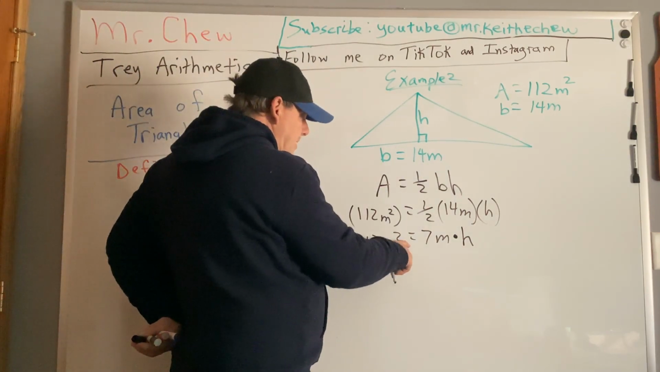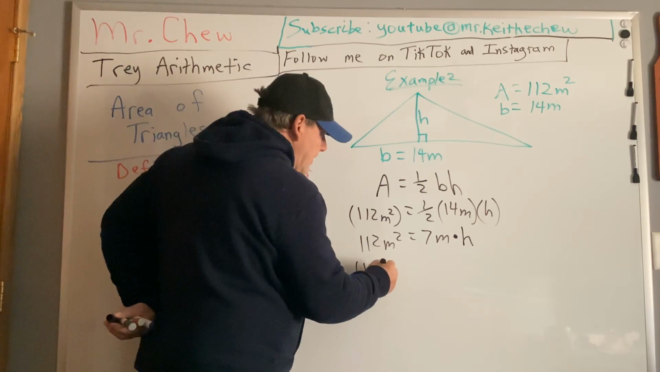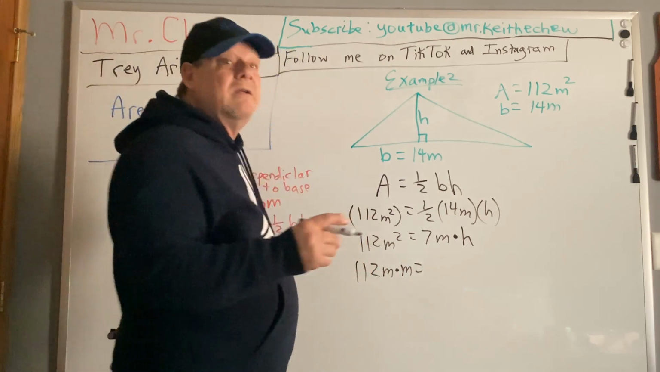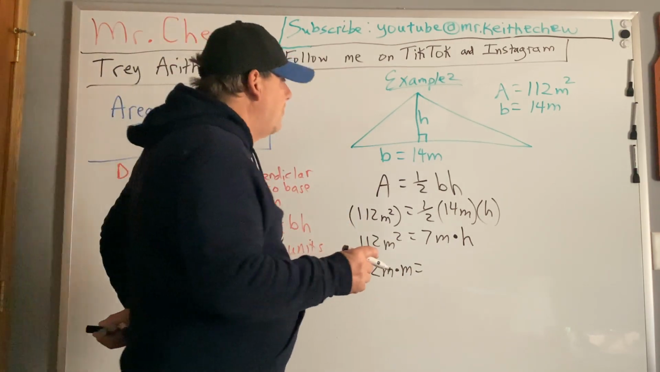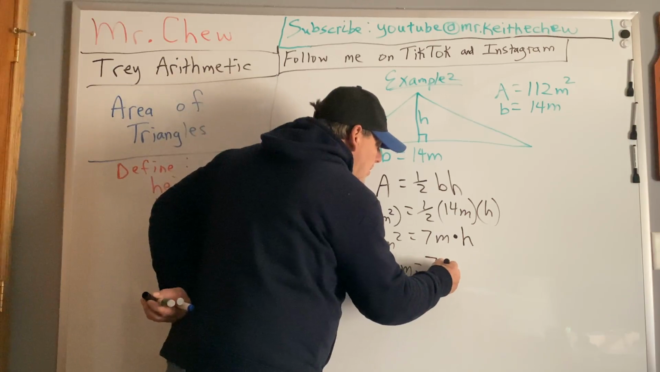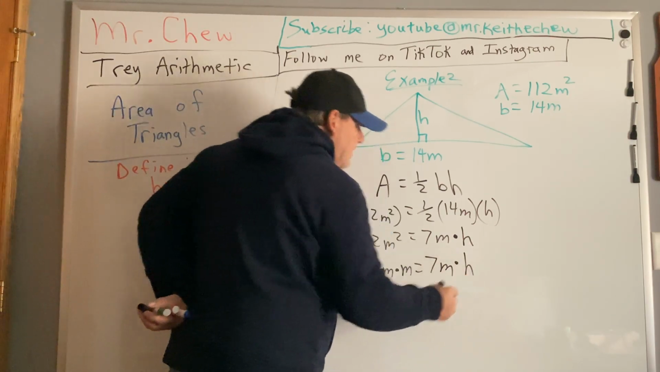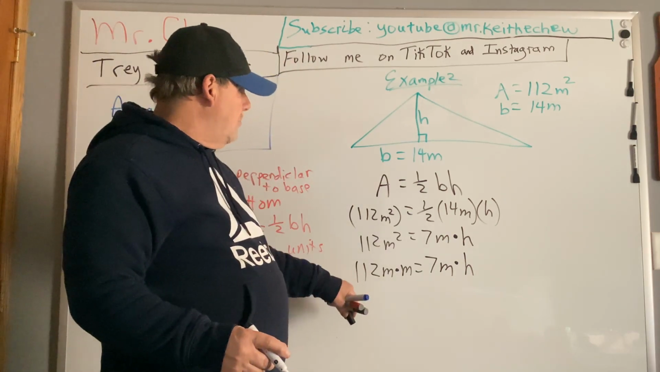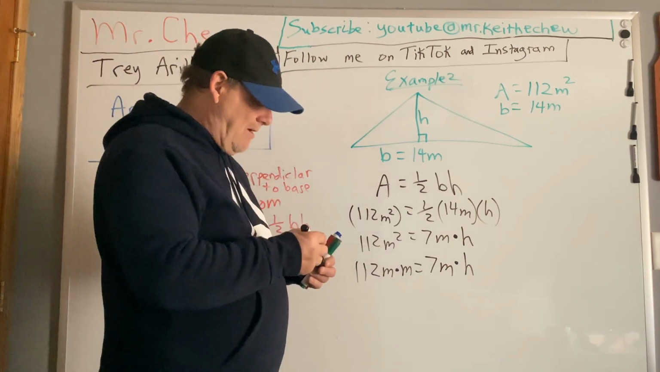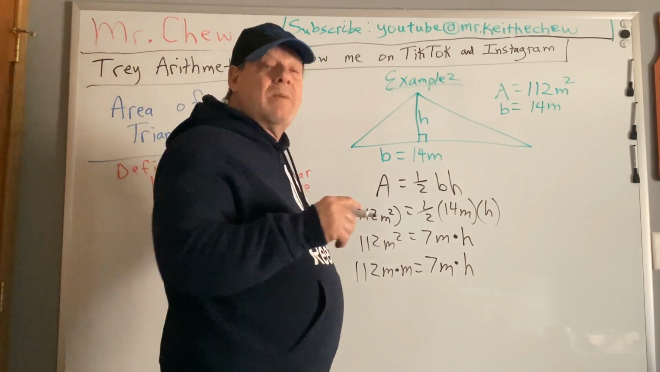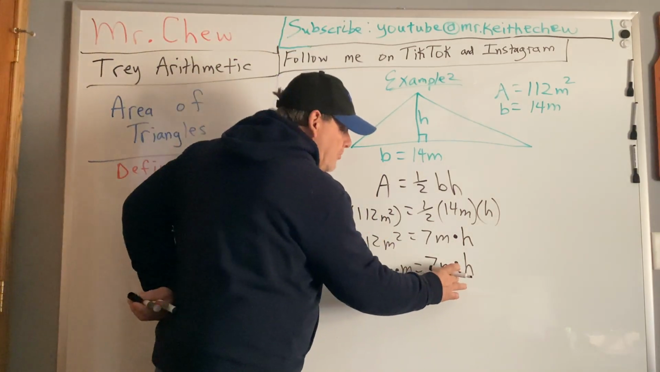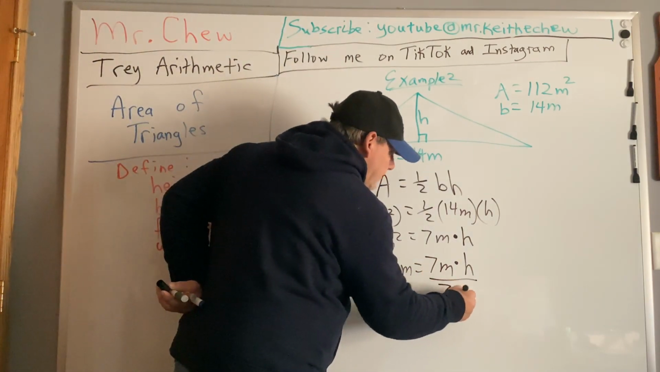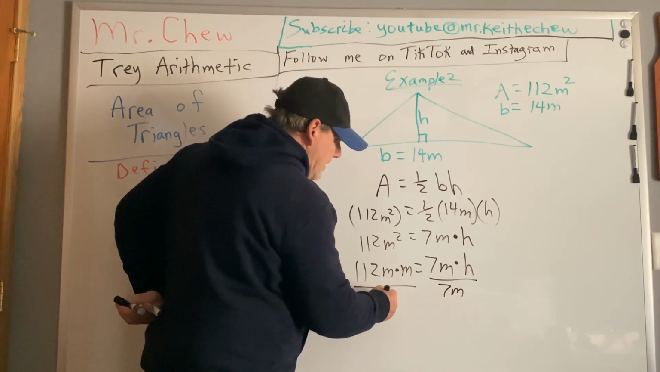Now this meters squared can be written as meters times meters. This is important in order to get the right unit of measure for my height. Now any time that I have 7 meters h, or 7h meters, equals 112 meters squared, I can solve that by doing an inverse operation. The opposite or inverse of multiplying by 7 meters is to divide by 7 meters. And I do that to both sides.